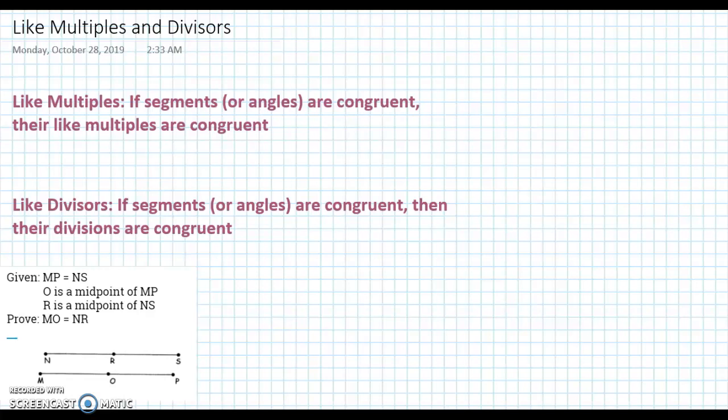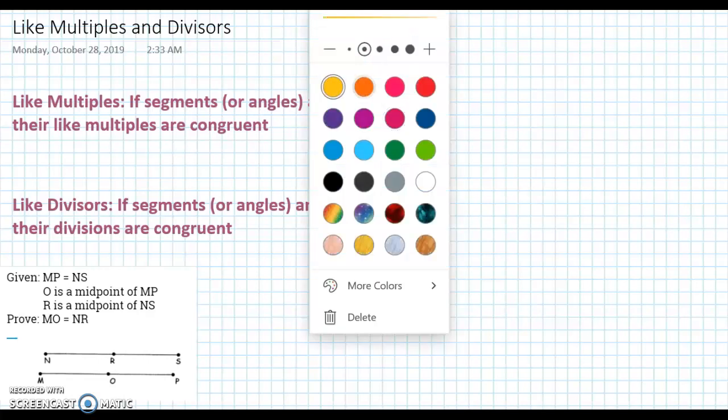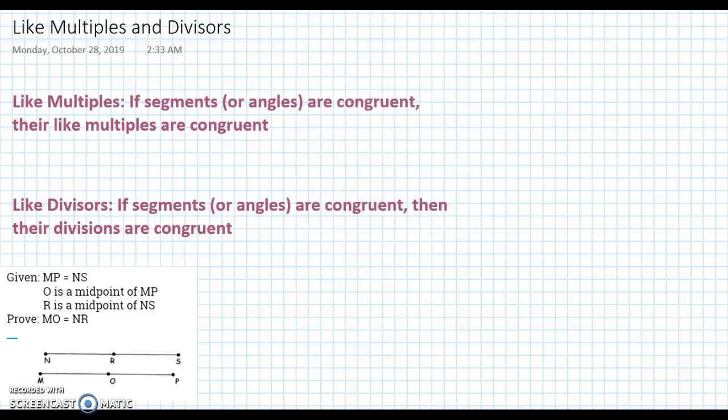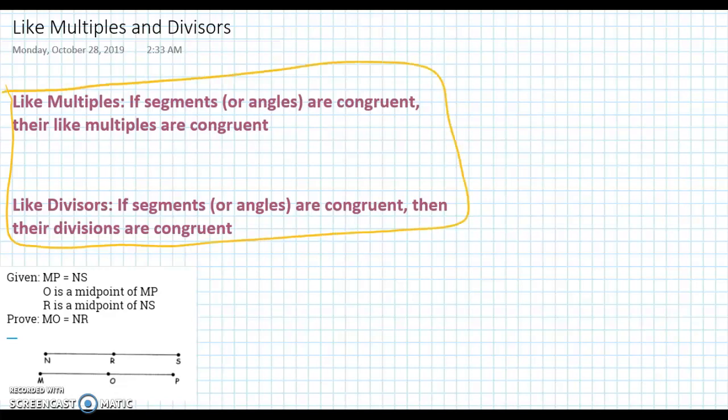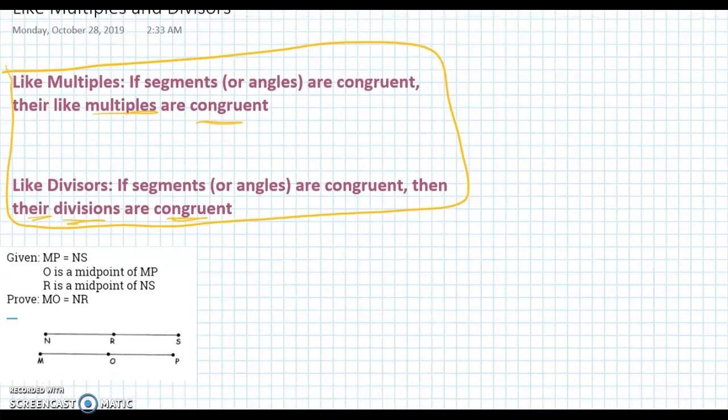Today we are going to be talking about like multiples and like divisors. So first, pause the video and write down these two rules. Okay? Like multiples: if segments or angles are congruent, then their like multiples are congruent. And then like divisors: if segments or angles are congruent, then their divisions are congruent. So pause the video, write those down.